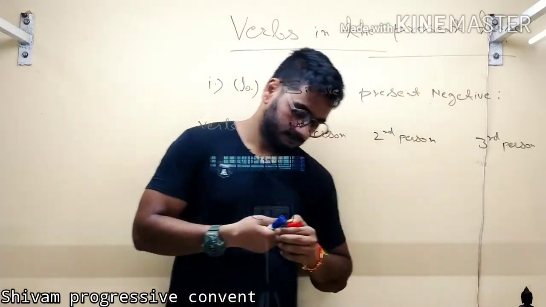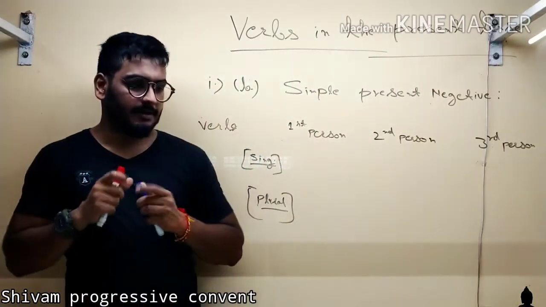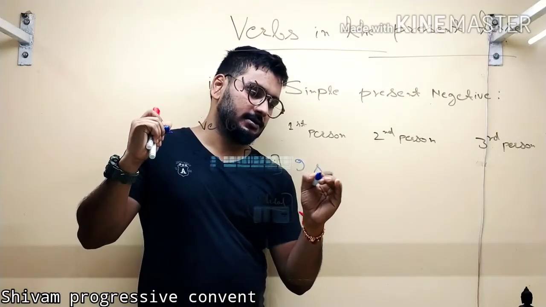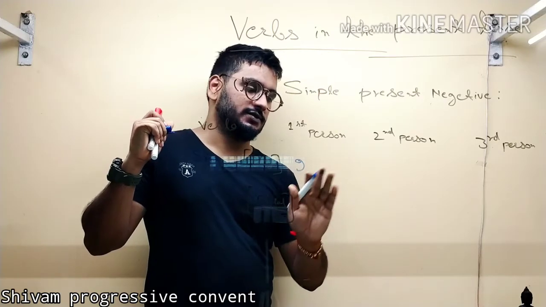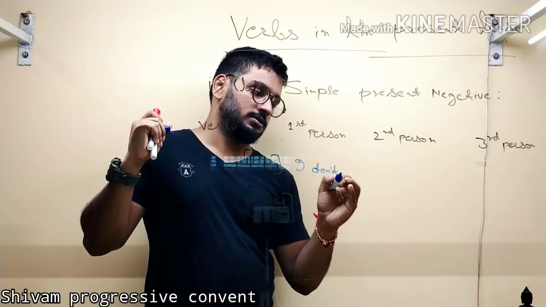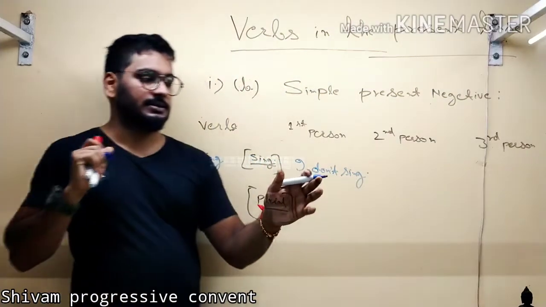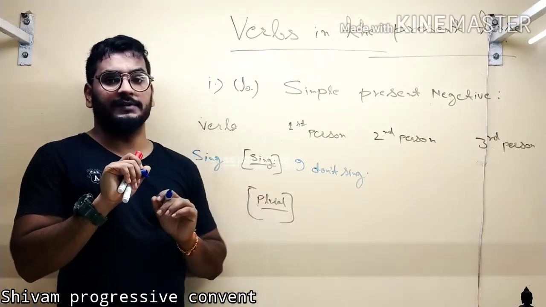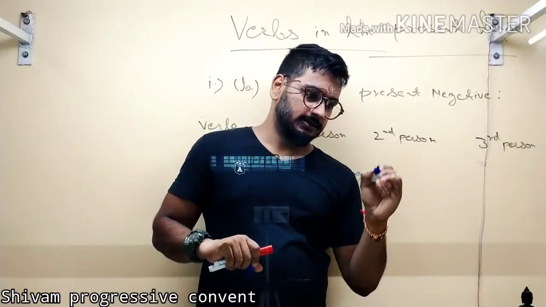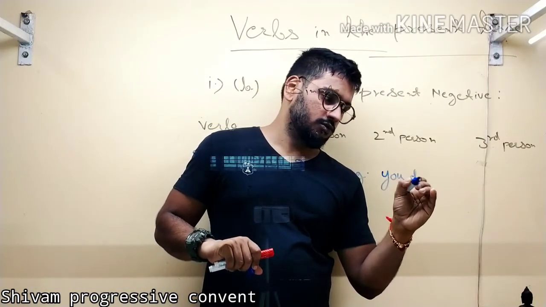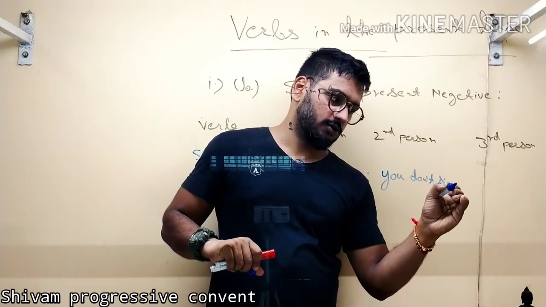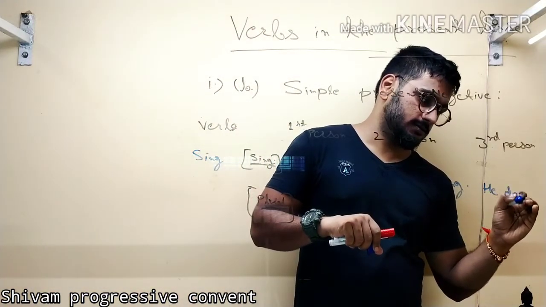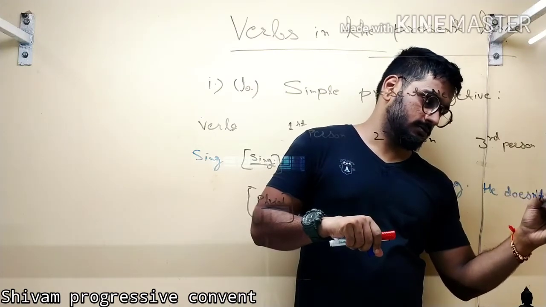Take any example of a verb, like I say sing. So I sing, it is negative, so I don't sing. So you can see do not is used, and it is V1 form of the verb. Then second person, you don't sing, तुम नहीं गाते हो, and for third person it will be he doesn't sing.